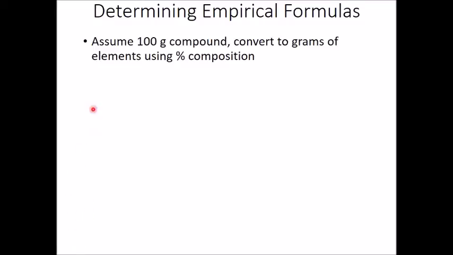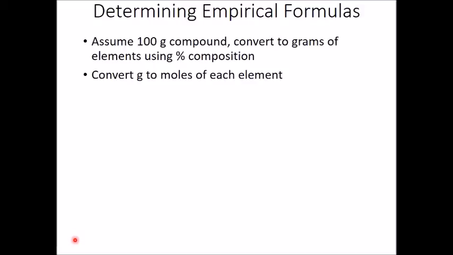In this video, we're going to talk about determining empirical formulas. And first, I'm just going to go through a breakdown of the overall process. You want to first assume you have 100 grams of the compound, and you're going to convert to grams of each element using the percent composition. This is because percent composition is just another way of saying for every 100 grams of compound, this many grams is a particular element.